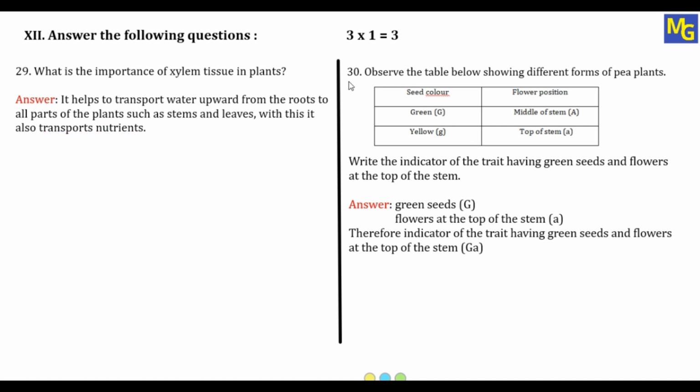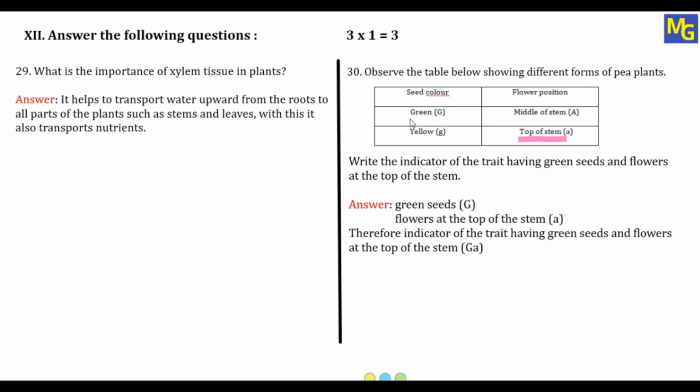The next question, question 30. Observe the table below showing different forms of pea plants. So here they have given the table. In the first column it is seed color. In the second column it is flower position. So in seed color we can see here it is green and yellow, and in flower position we can see middle of stem, that is A, and top of the stem, it is small a.